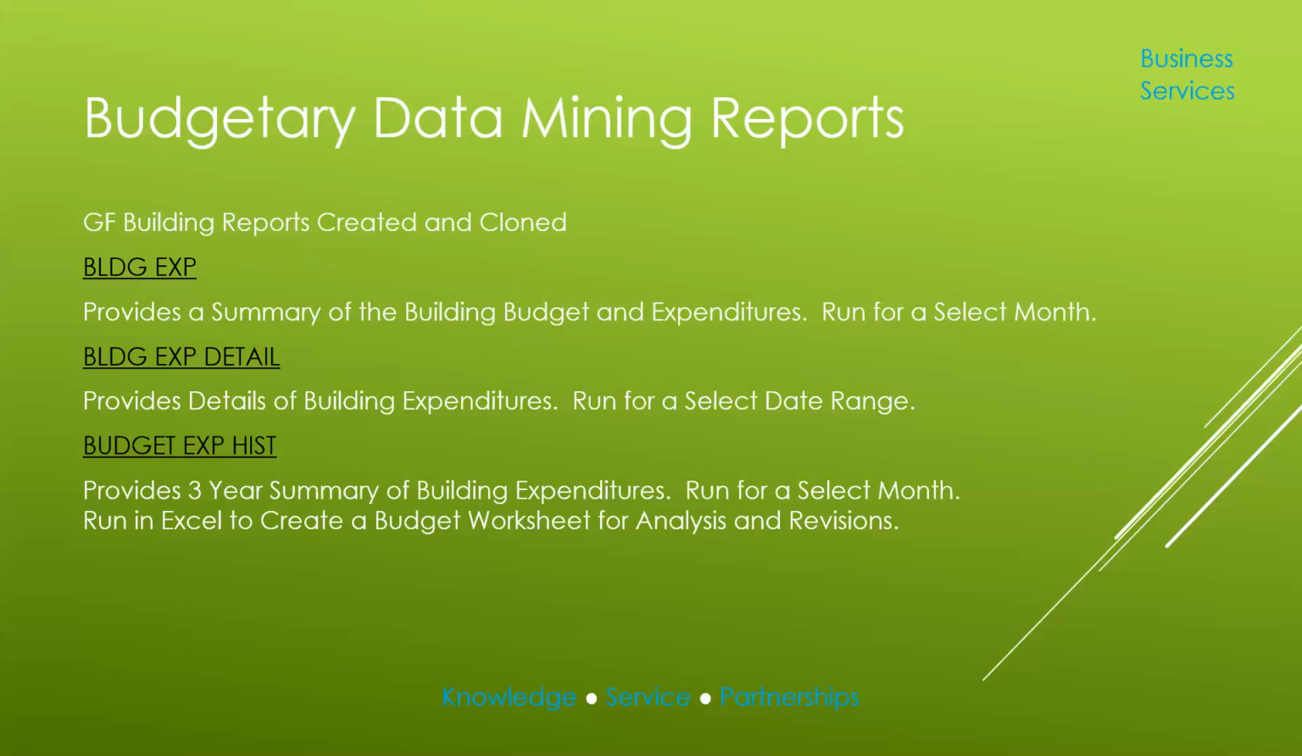There's also a budget expenditure history report that provides a 3-year summary of building expenditures. You can run that for a select month. You can also run it in Excel to create a budget worksheet for analysis and revisions. So once your building budget for the year has been updated, you can use this report to create budget transfers or know what budget transfers you want to do. Also, any of these reports can be cloned and modified for other purposes.